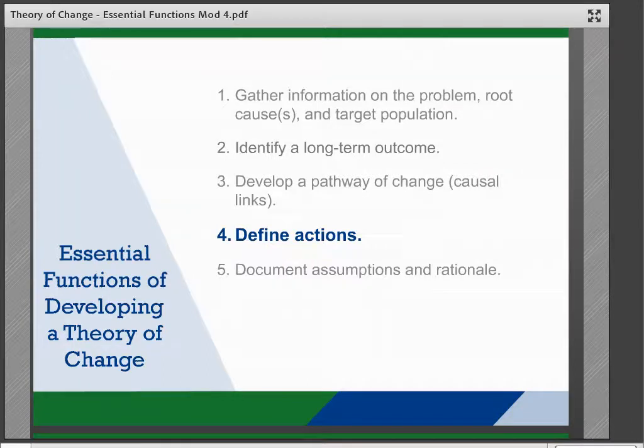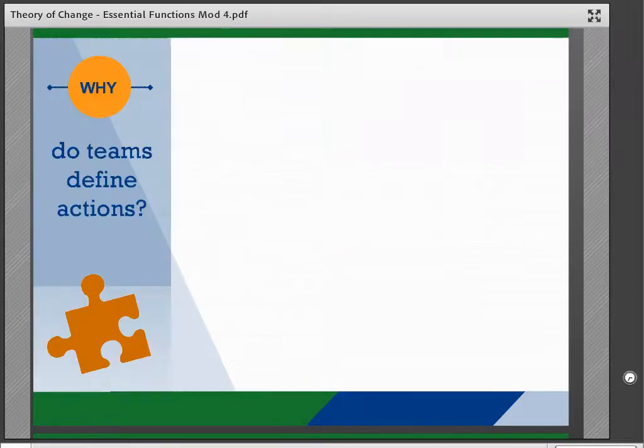In this module, we're going to break down the 4th function in developing a theory of change, defining actions. Remember, at this point, a team has the problem statement, root causes, target population, and long-term outcome in hand. They've taken the time to develop the pathway of change, or the things that need to happen before the long-term outcome can be achieved. In this video, we will talk about defining the actions that will help create the changes needed before moving on to document assumptions and rationale. Let's get started.